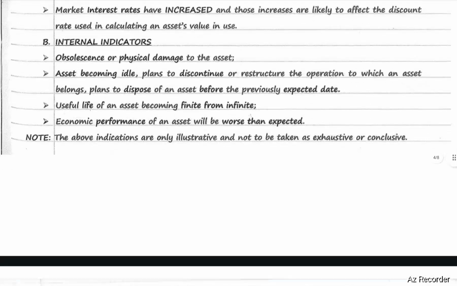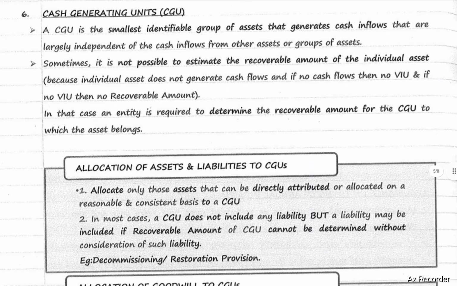Next one, cash generating units, CGU. A CGU is the smallest identifiable group of assets that generates cash inflows that are largely independent of the cash inflows from other assets or group of assets. Sometimes it is not possible to estimate the recoverable amount of an individual asset because the individual asset does not generate cash flows, and if no cash flows, then there will be no value in use, and if there is no value in use, then there will be no recoverable amount.